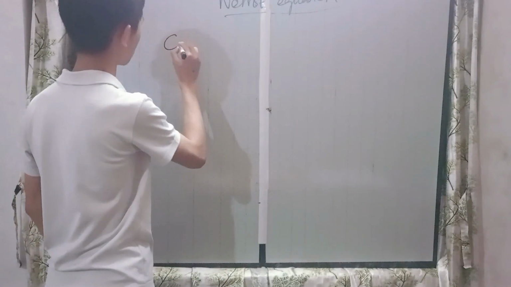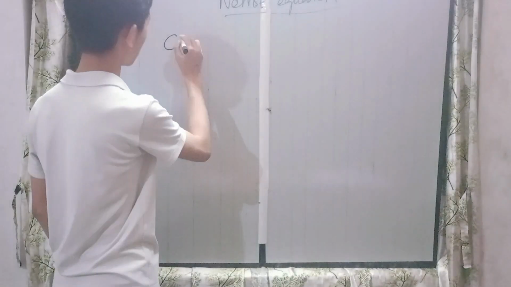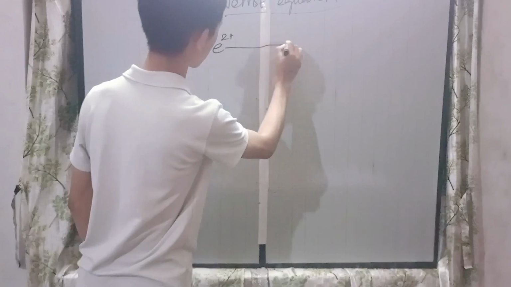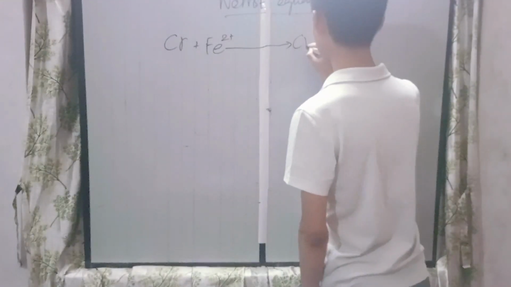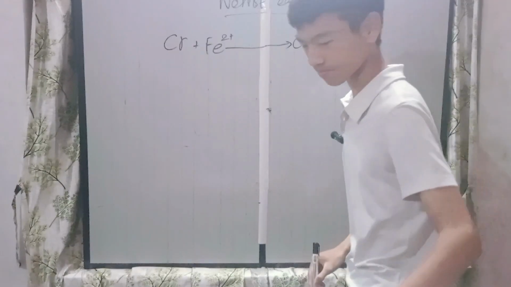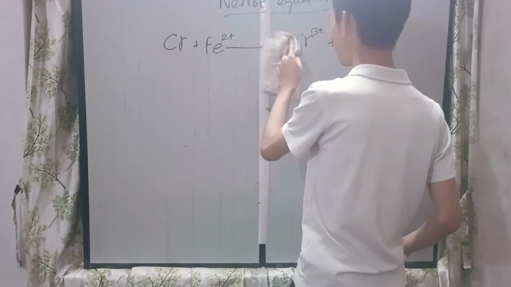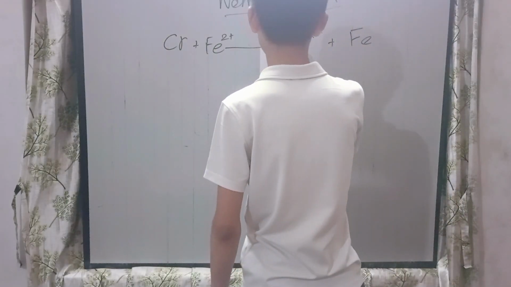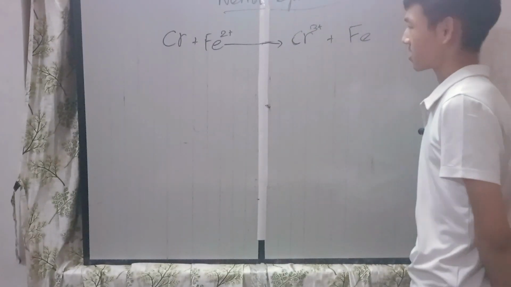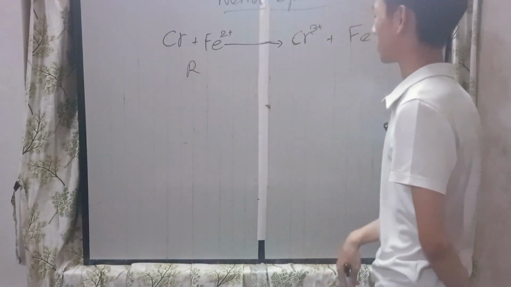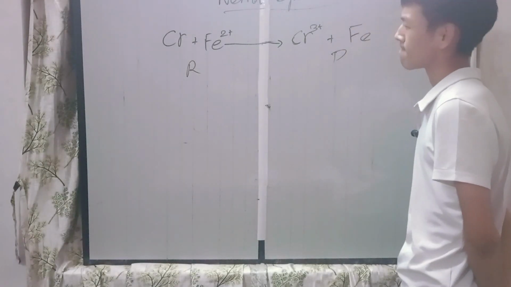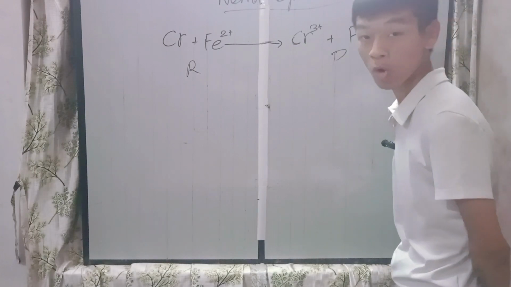Okay, so consider Cr plus Fe2 plus becomes Cr3 plus plus Fe. Is this balanced? Let me ask you again, is this reaction balanced? These are the reactants, this is the product. Is it balanced? No, it is not balanced.